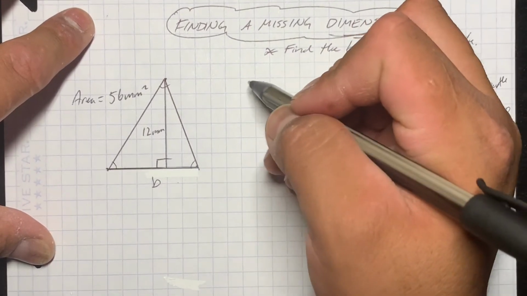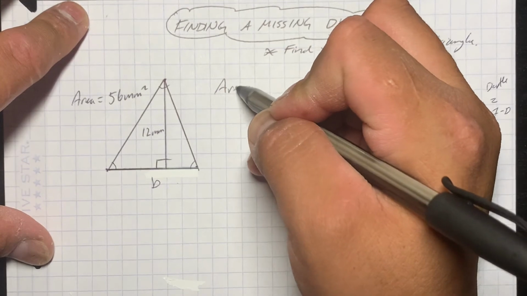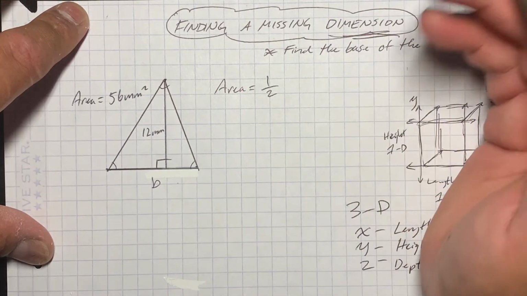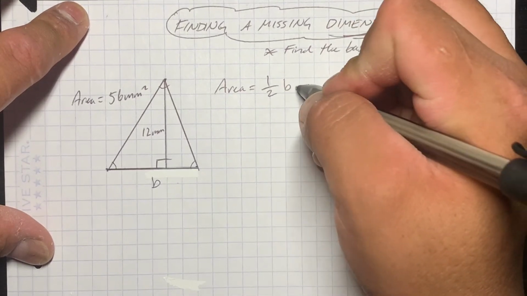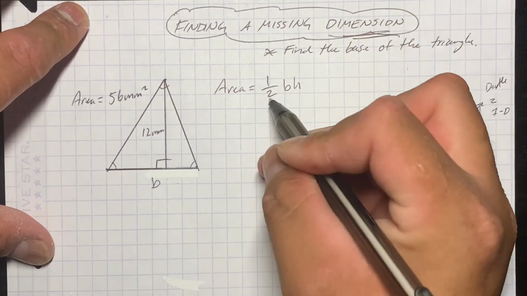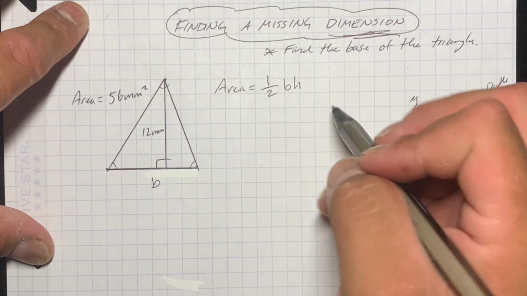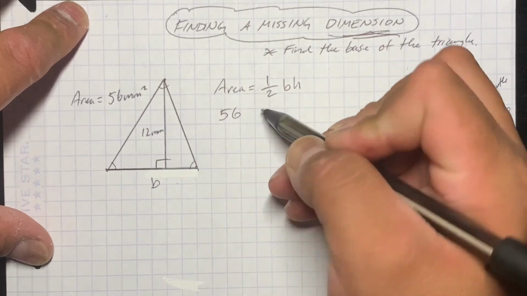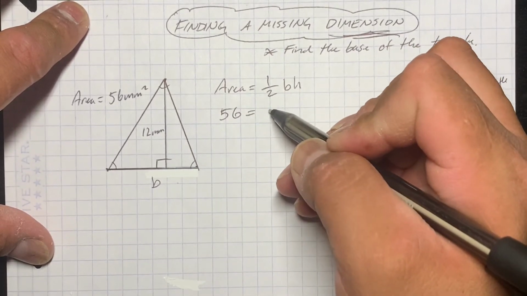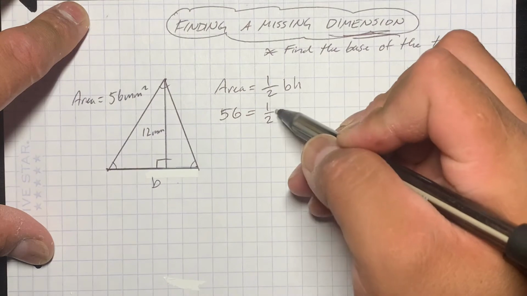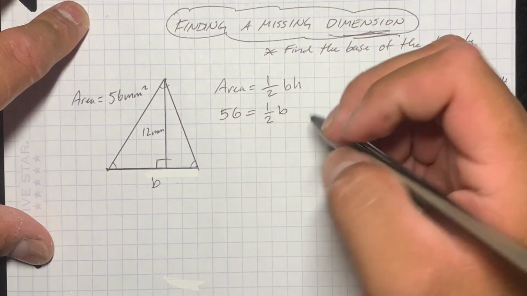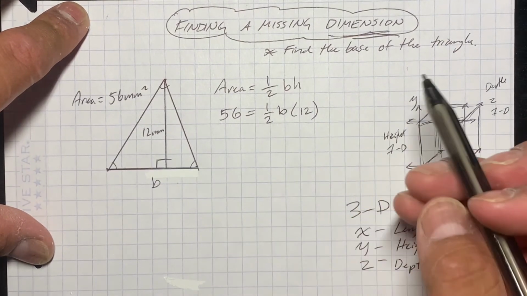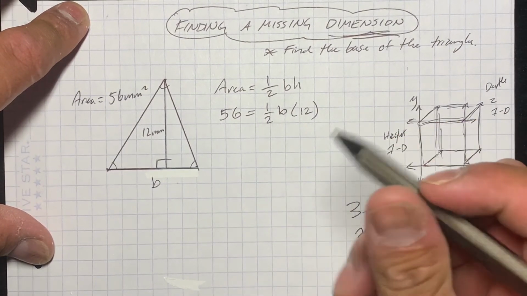So again, the first thing we do is write the formula. The area equals half of a, so our triangle is half of a square, and the formula for a square is base times height. So half of a square, okay? So the area here is 56 millimeters, so we just substitute for these values. We don't know what the base is, so we'll just put B there for now, but we do know that the height is 12, okay? And then from here, you just multiply or simplify.